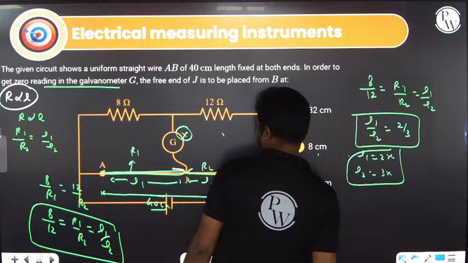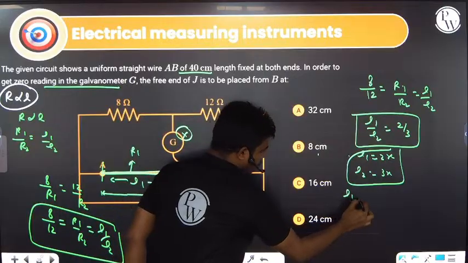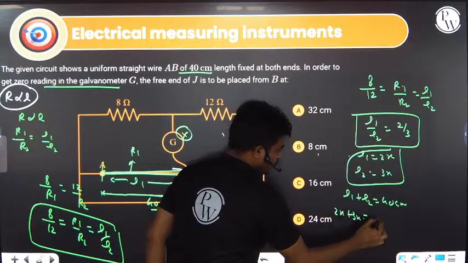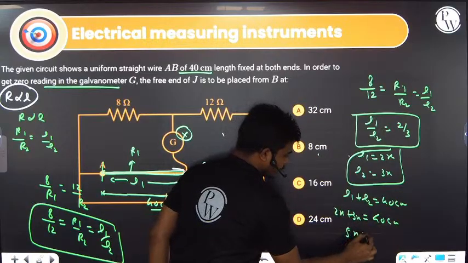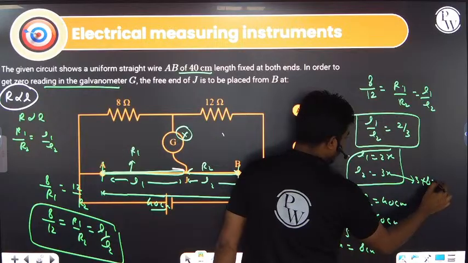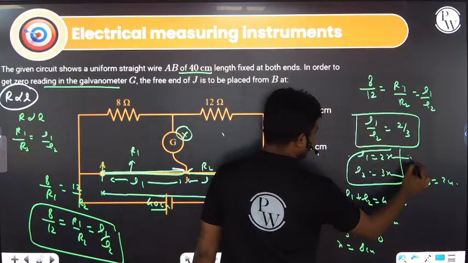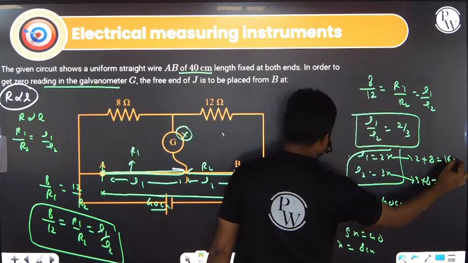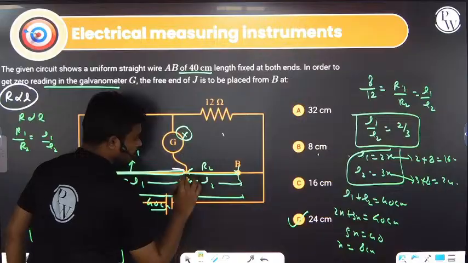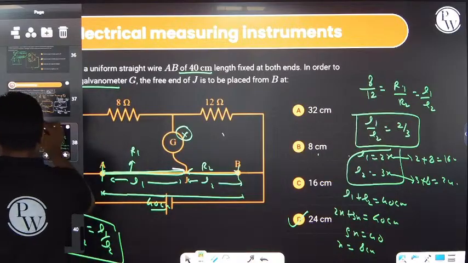Second, what is the total length between A and B? They have mentioned in the question it is 40 centimeter. So L1 plus L2 is equal to 40 centimeter. Putting the values here, 2x plus 3x equals 40 centimeter. So 5x is equal to 40 centimeter, then x is 8 centimeter. Then 3x is 3 into 8, because they are asking L2, so this will be 24 centimeter. Answer is 24 centimeter. What is 2x? 2 into 8, this is 16 centimeter. If they are asking the distance of this particular point from A, that is 16, and this will be 24. I hope this is clear to everyone.